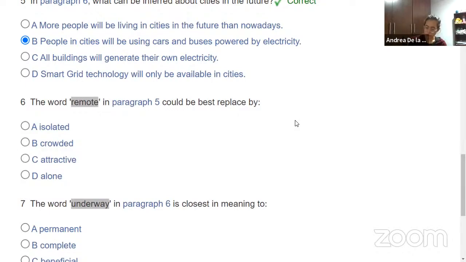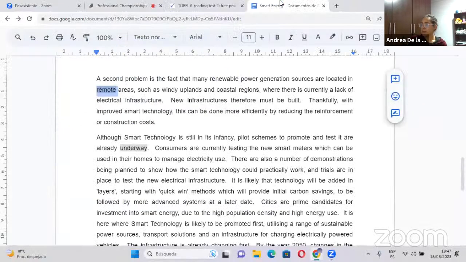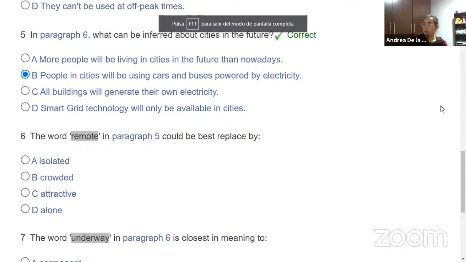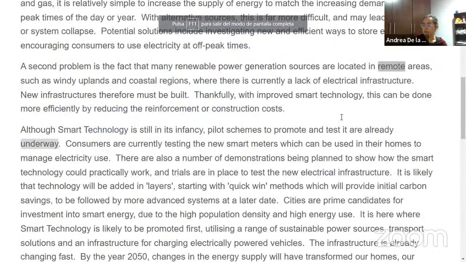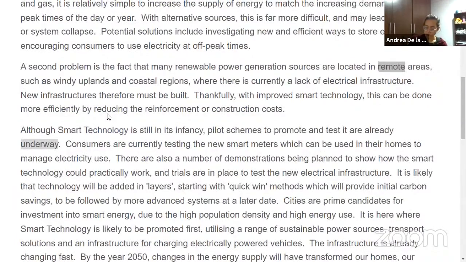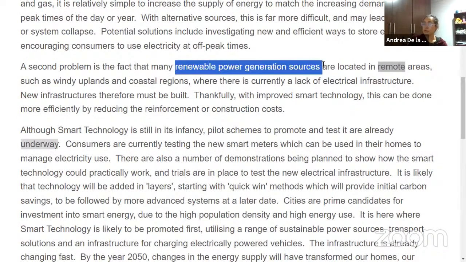Yes, remote. Remote is something that's very, very far away from the city, right? From where people live. So yes, it's an isolated place. Now, if we start looking at the context, it makes a lot of sense. See? Because what do they say? How does this word contribute to the idea in the text? They are talking about a problem with this technology, and they're saying that renewable power generation sources are located in these remote areas. So they say that it's a problem that these power generation sources are located in these remote areas.